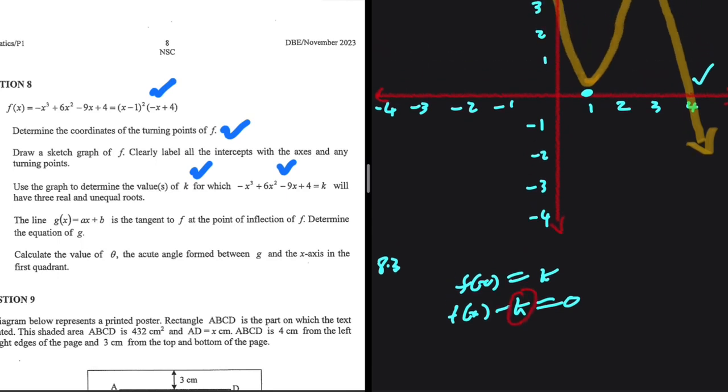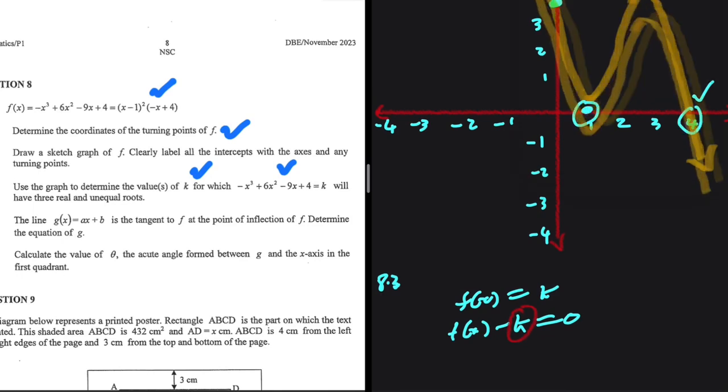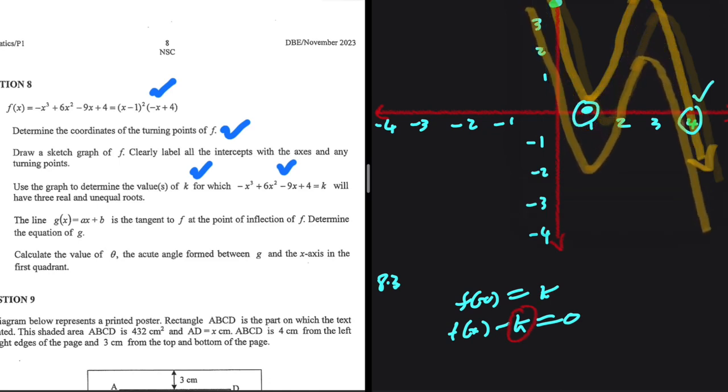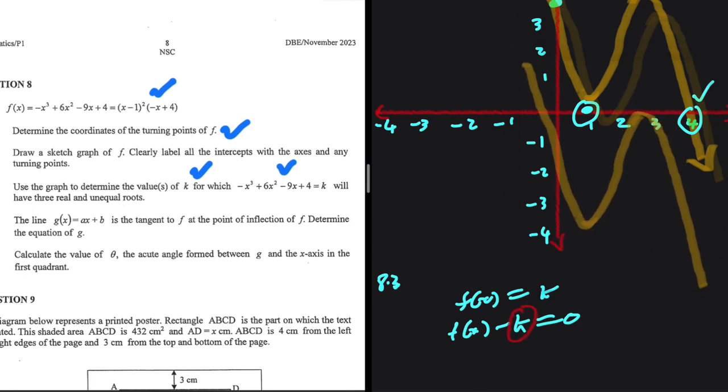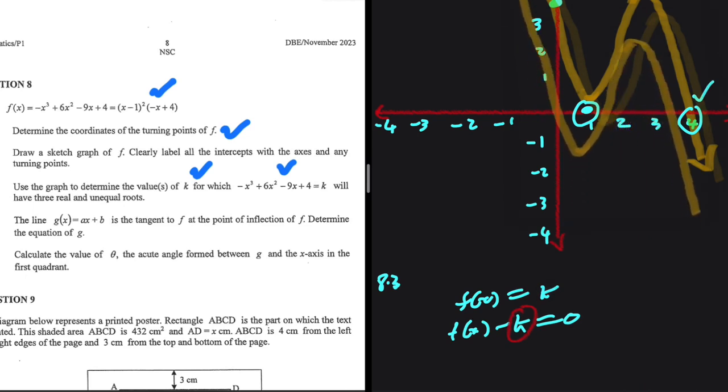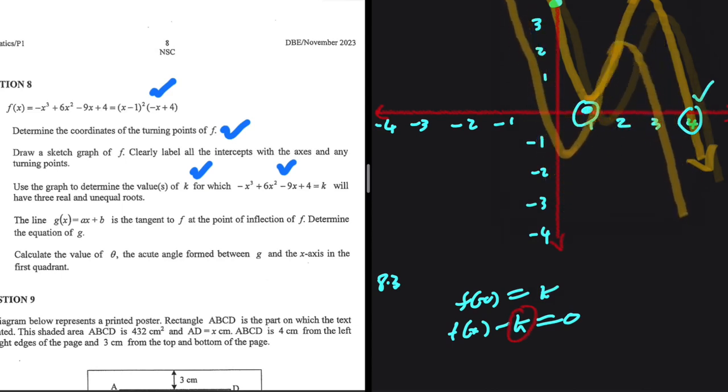By the roots we mean the x-intercepts, by the way. Right now we have two unequal roots: x = 1 and x = 4. Let me show you something. If we shift f(x) downwards, then we're going to have 3 real and unequal roots. But if you keep shifting it downwards, we're going to have a problem. You can see that at this point we have 2 unequal and real roots. So we need to shift our graph downwards.